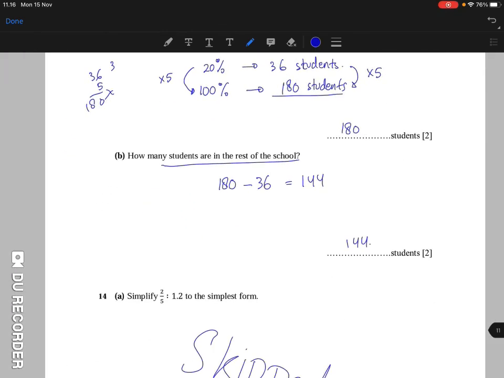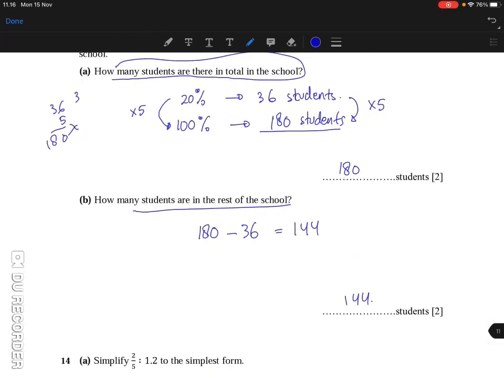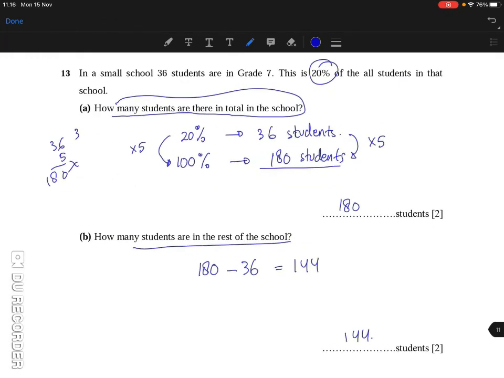Let me check it with the marking scheme whether my answer for the last question here is correct or not. Alright, it's finished for paper 1. Looking forward to paper 2 in the next video. Good luck, guys.